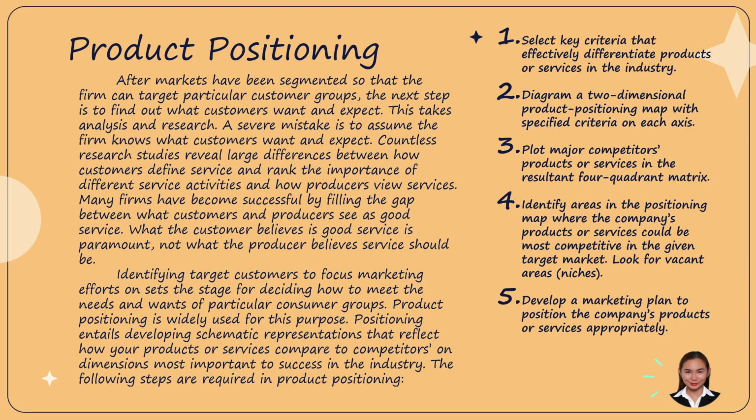So, una is select 3 key criteria that effectively differentiate products or services in the industry. Second naman is diagram a two-dimensional product positioning map with specified criteria on each axis. Third is plot major competitors' products or services in the resultant four-quadrant matrix. Fourth is identify areas in the positioning map where the company's products or services should be most competitive given target market. Look for vacant areas. So last is develop a marketing plan to position the company's products or services appropriately.